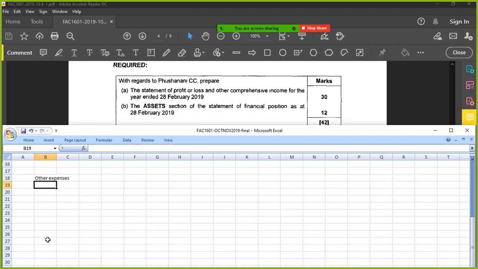Okay, because this is a CC, I am going to have financing costs. I'll have profit before interest and tax, just to show the additional disclosure. Interest or financing costs, you can write that down there. Then profit before tax.